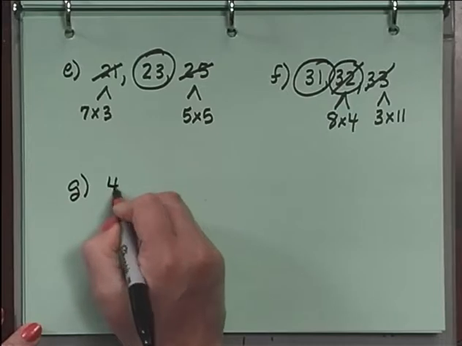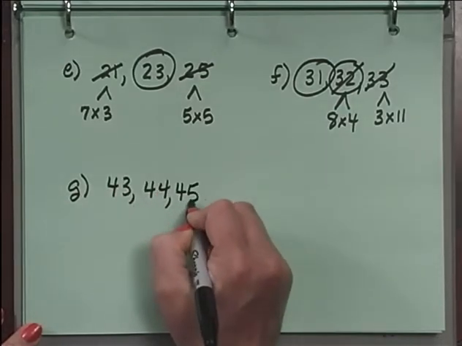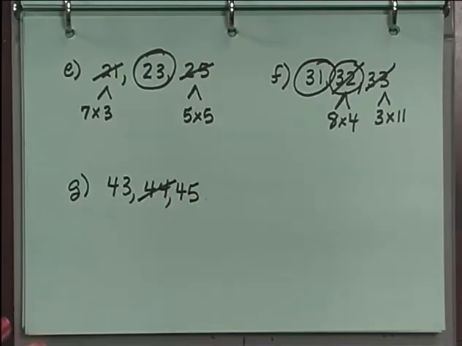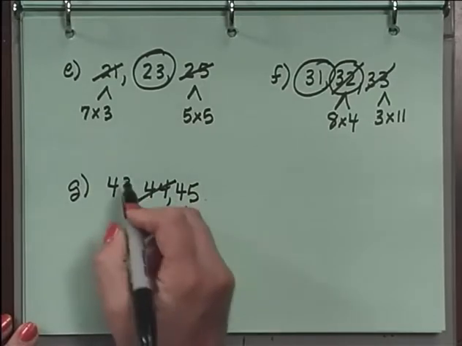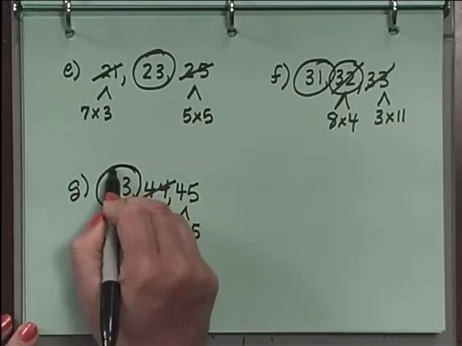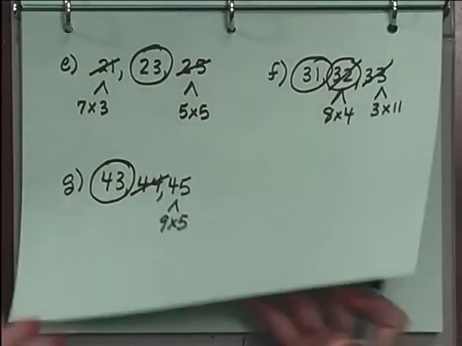Problem G: 43, 44, 45. Well, remember that even numbers are never prime, so that eliminates 44. 45 is 9 times 5. 43 is prime. 43 only has factors of 1 and 43.